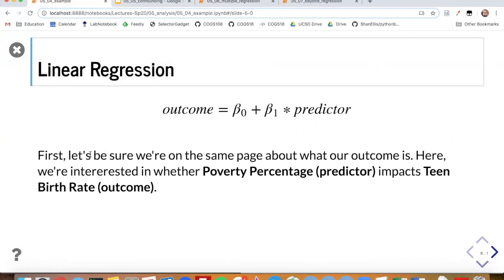So let's first be sure we're on the same page about what our outcome is here, right? What is our y variable? Here we're asking whether poverty percentage as a predictor impacts teen birth rate. We could have formulated a different question, but as we have formulated, our predictor is poverty percentage and teen birth rate is our outcome. So outcome is our dependent variable, predictor is our independent variable.